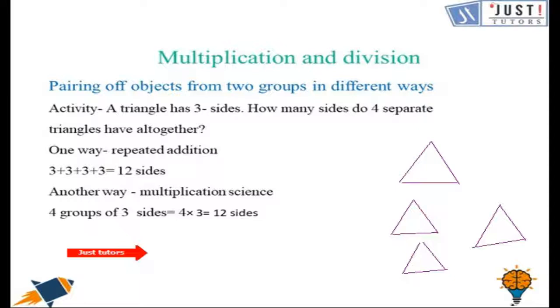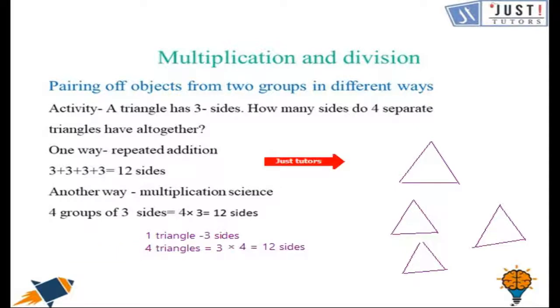So we know that in one triangle we have 3 sides, and we need to work out how many sides we have in 4 triangles. So basically what we can do is, instead of adding 3 four times, like 3 plus 3 plus 3 plus 3, we can basically multiply 3 with 4, which makes it 12. So this one is really quicker and easier. So imagine that you have a triangle which has 3 sides and you are going to work out for 12 triangles. You can simply do 12 times 3.